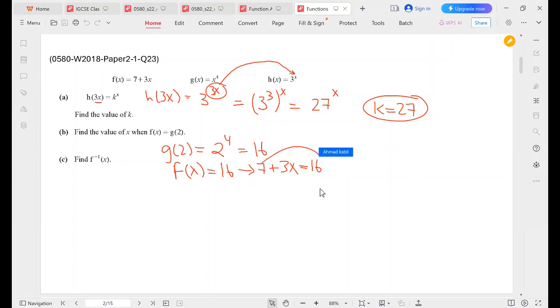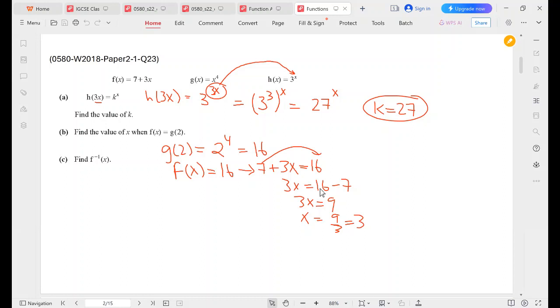We take the 7 to the other side. So 3x equals 16 minus 7. 3x equals 9. And then we divide by 3. So x equals 9 divided by 3, and this is equal to 3. That would be the final answer for question B.